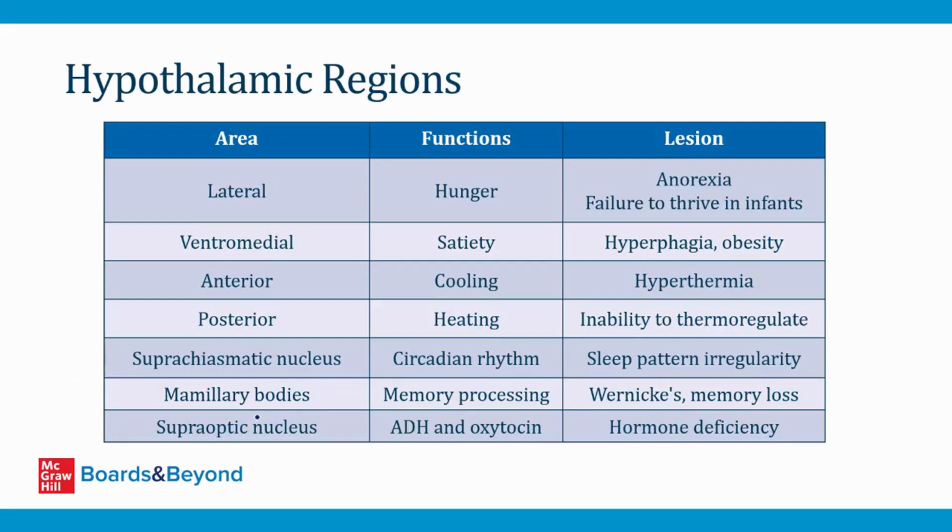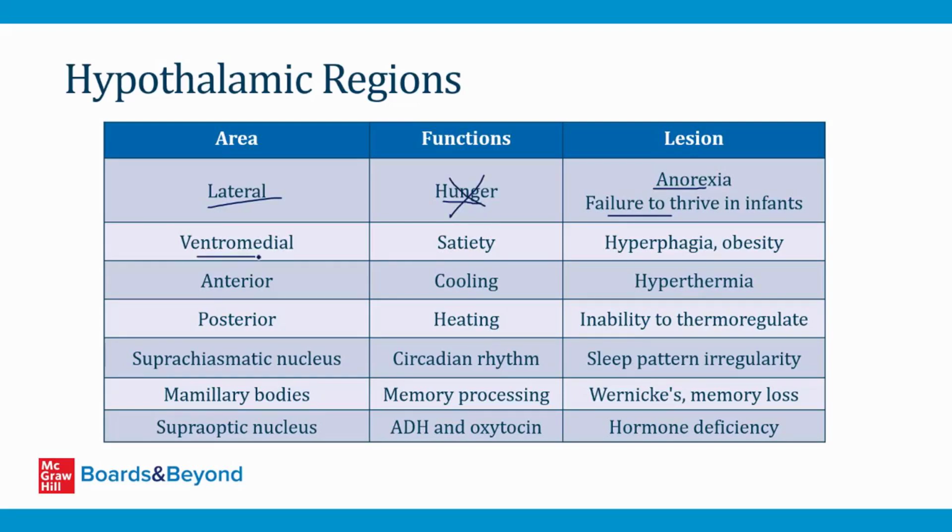Okay, so just like with the thalamus, the hypothalamus has a number of different regions that have different functions. And on this table, on this slide, I've listed the important regions I think you should be familiar with as a medical student. So let's go through them one at a time. So the lateral hypothalamus contains nuclei that are important for hunger. And so if you have a lesion of the lateral hypothalamus, that will lead to anorexia in adults, or in an infant, it could lead to failure to thrive, but basically you will lose the hunger sensation and hunger drive.